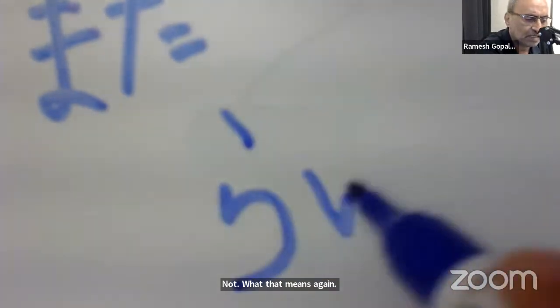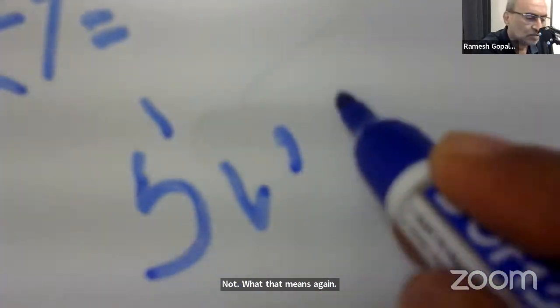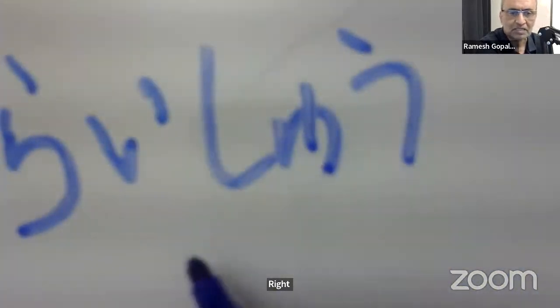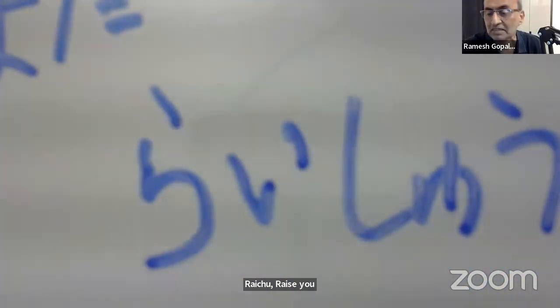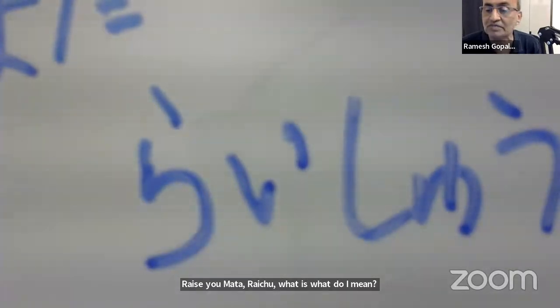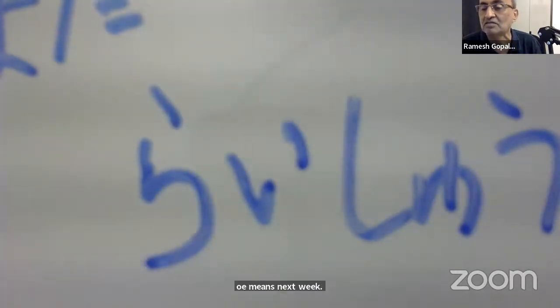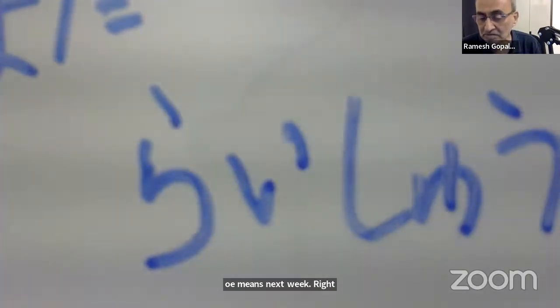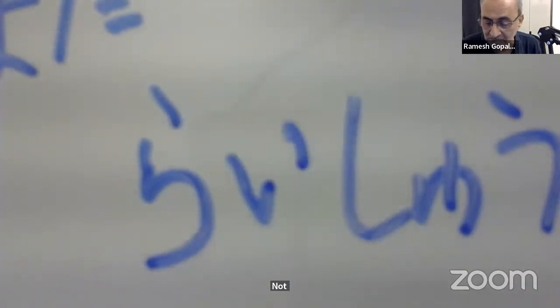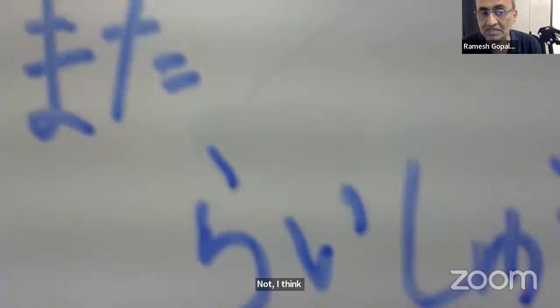And I'll also say mata. Mata means again. Rai, Shu, long sound. Raishu. Mata raishu. What do I mean? Again, next week. Raishu means next week. Mata raishu. So I'll see you next week. Mata raishu. Arigato gozaimasu.